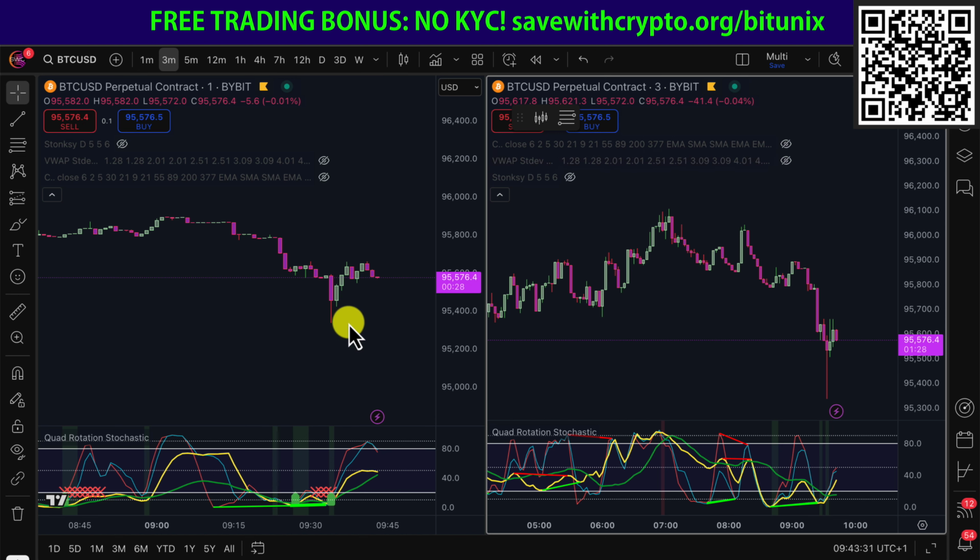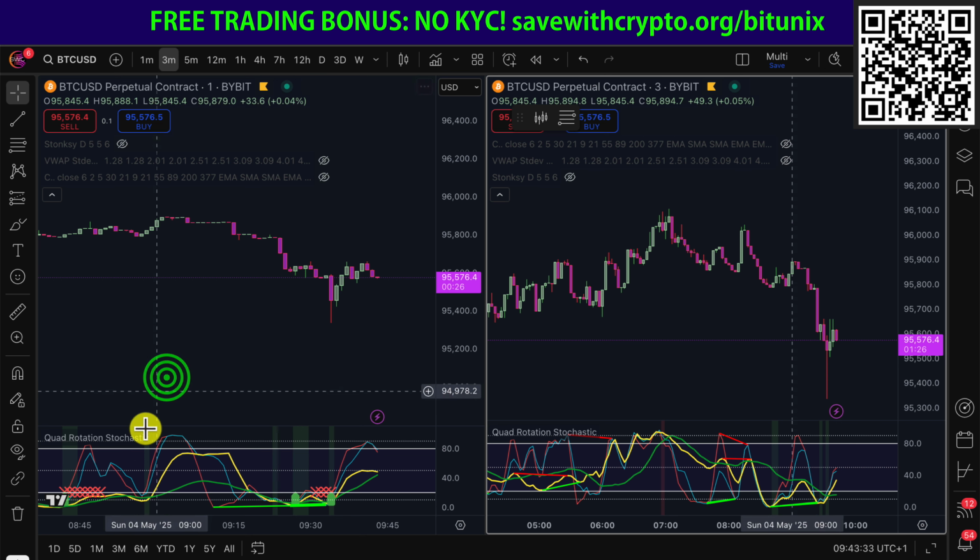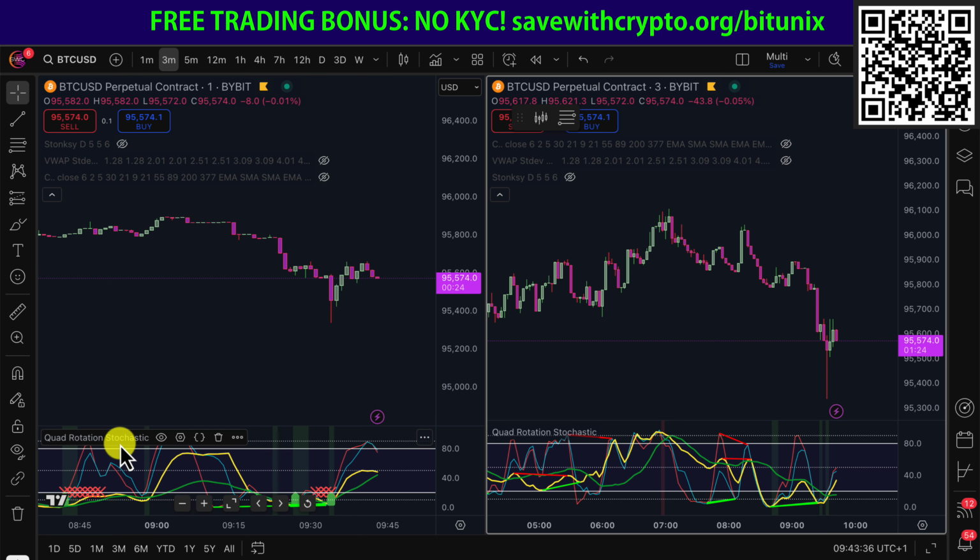Anyway, I do suggest that you go over to TradingView and grab this free indicator here called Quad Rotation Stochastic.